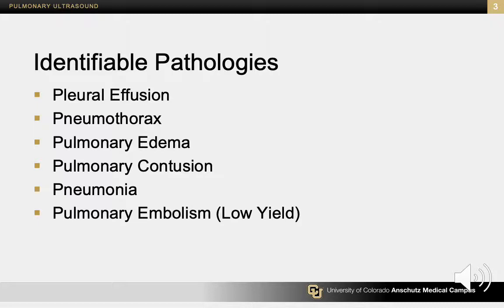And we'll talk at the end of the session a little bit about pulmonary embolism. It's sort of a lower yield etiology to find with point of care ultrasound. It's more based on some ultrasound findings in combination with sort of clinical gestalt and some non-pulmonary ultrasound findings such as DVT or presence of DVT. So we'll talk a little bit about that as well.